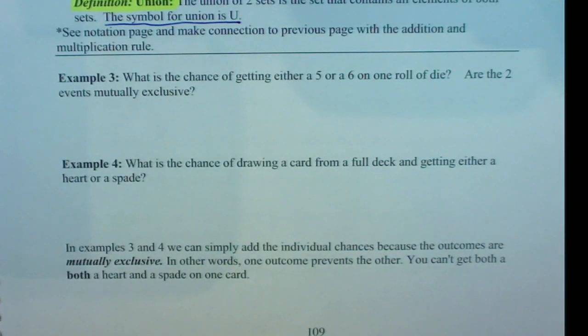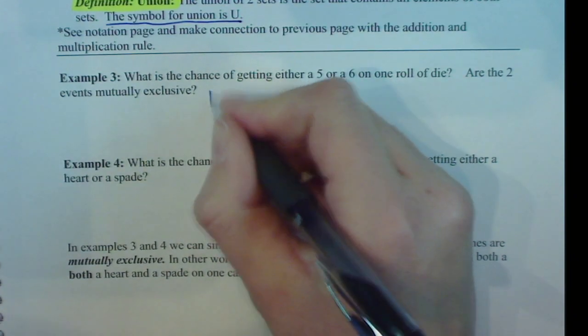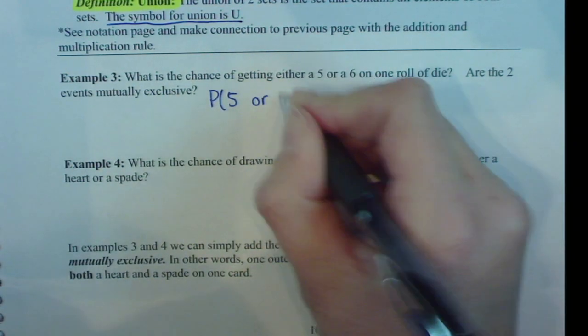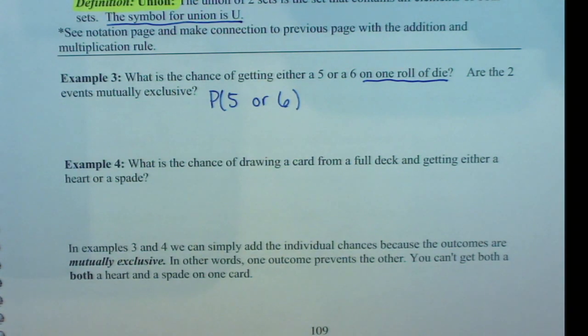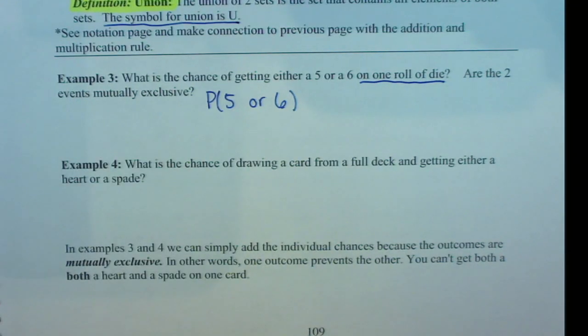So I want to do a couple more examples, at least 3 more examples. So example 3 says, what's the chance of getting either a 5 or a 6 on one roll of a die? So the question, it says, are the two events mutually exclusive? So mutually exclusive means they can't happen at the same time. So if you roll one die, the question is, can you get a 5 and a 6 with just one roll? No, right? You'd have to roll twice in order for that to happen.